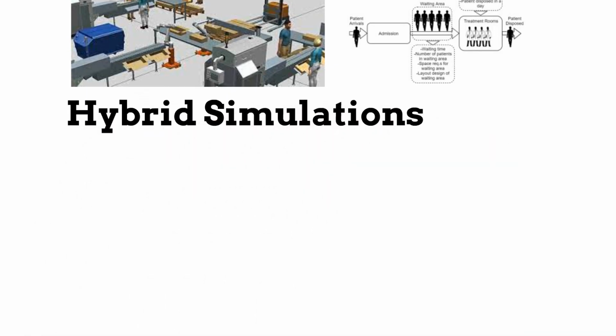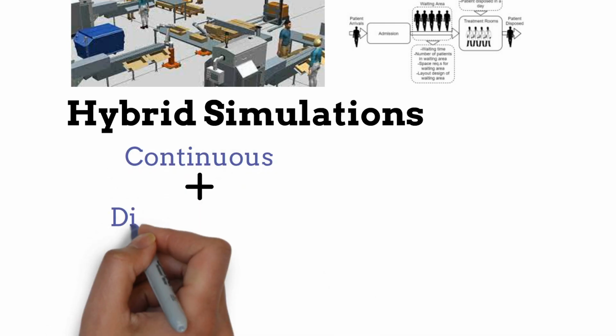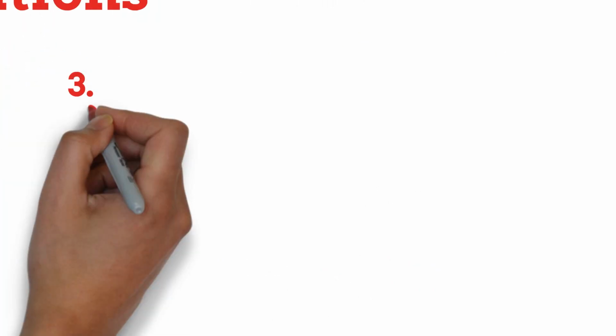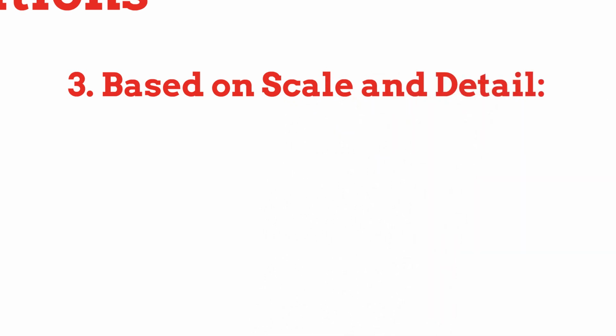Hybrid simulations. These are combined elements of both continuous and discrete event simulations. This is suitable for complex systems with varying behaviors. Number 3, based on scale and detail.